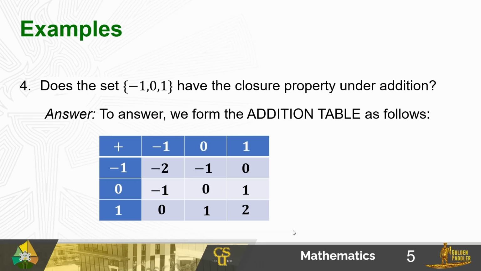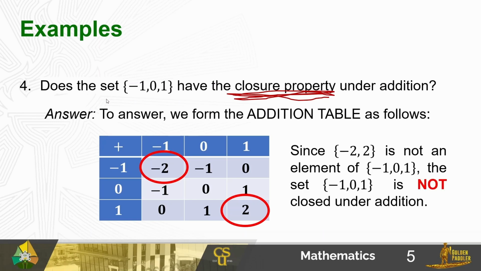Now take note that we need to determine whether this set satisfies the closure property under addition, or whether the set is closed. When we say closed, the answer for adding any two numbers in this set should still be in the same set. Now take note that here, we get the answers -2 and 2. But -2 and 2 do not belong to our set. So it means that the set -1, 0, and 1 is not closed under addition.